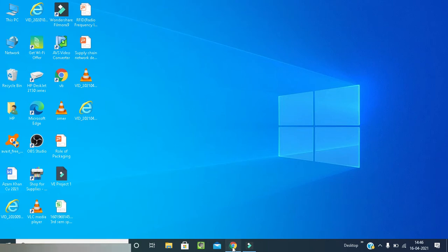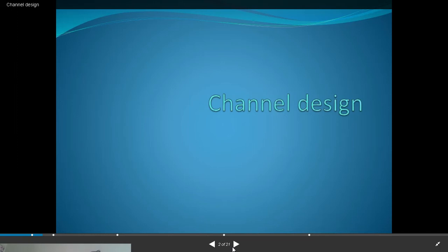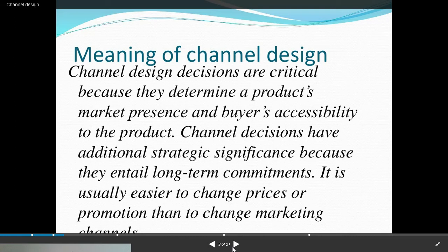Today we are going to start with the fifth unit, and our topic is channel design. What does it mean? Channel design decisions are logical because they determine a product's market presence and buyers' accessibility to the product. Not only that, channel decisions have additional strategic significance because they entail long-term commitments. It is usually easier to change prices or promotions than to change marketing channels.